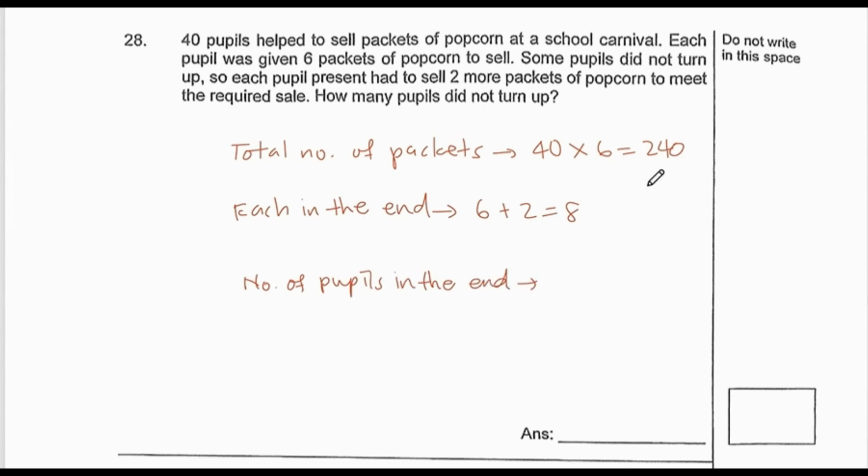So if you had 240 to sell, and each of them had to sell 8, there will be 240 divided by 8. Means that there's 30 of them. So if the total is supposed to be 40 pupils, the number of pupils that did not turn up would be 40 minus 30. Okay, so 10 of them did not turn up.